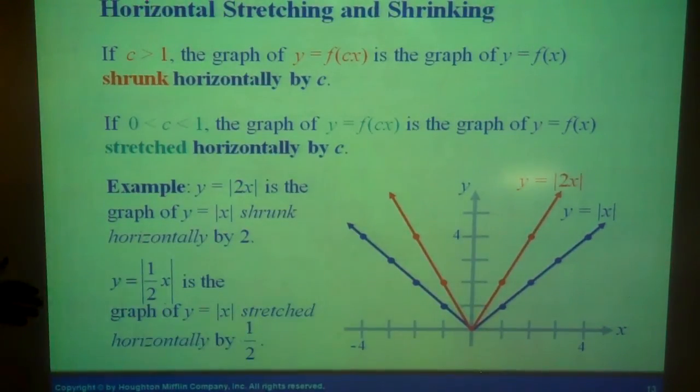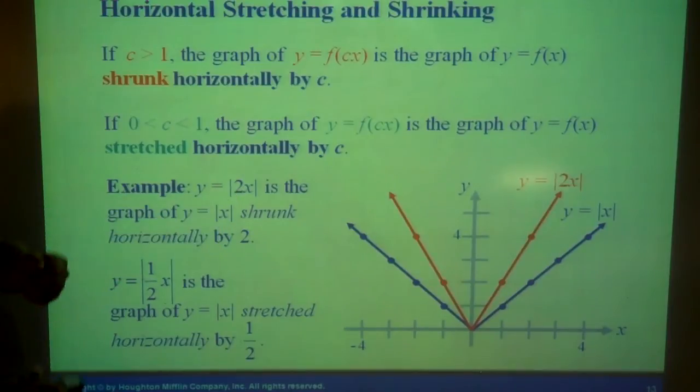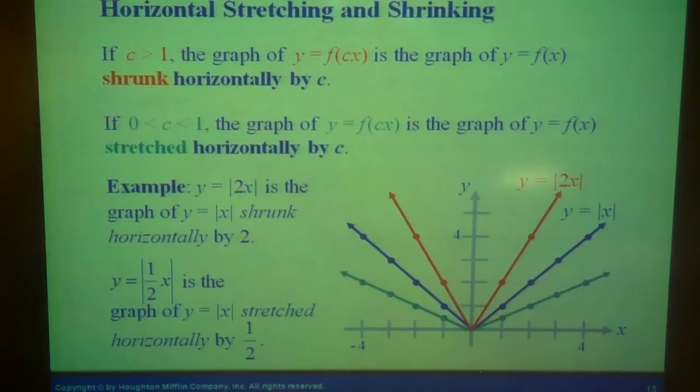Now again, if we multiply by 1/2, if we multiply by less than 1, here we multiply by more than 1, it makes it tall and stretchy looking. Here it's going to squash it, it's going to make it open, it's going to be wider. And that's exactly what you see when you look at it.